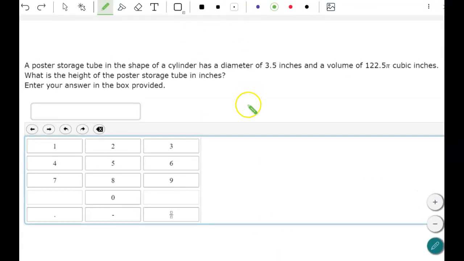So a poster storage tube in the shape of a cylinder has a diameter of 3.5 inches and a volume of 122.5 pi cubic inches. What is the height of the poster storage tube in inches? All right, so we want to start where we have a cylinder and volume. So remember, cylinder looks like this. The base is a circle. The formula is on that reference chart.